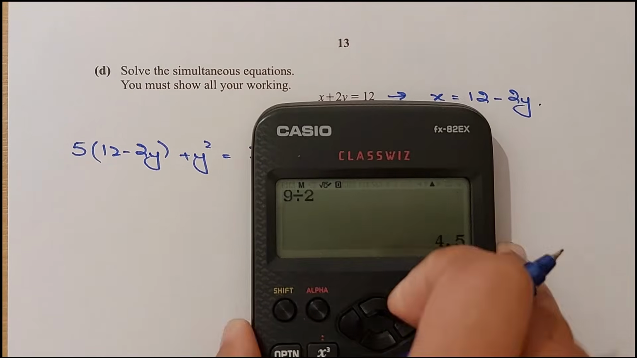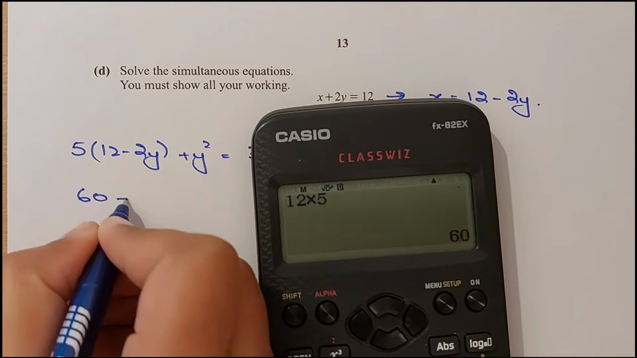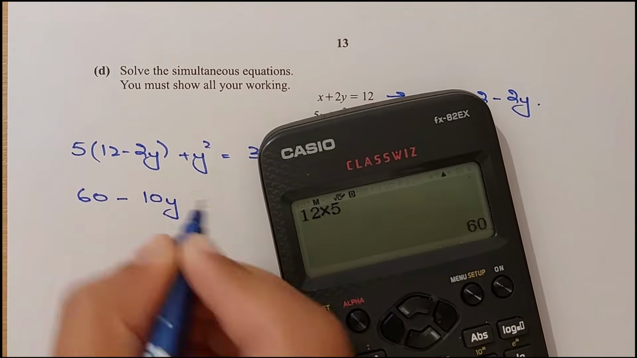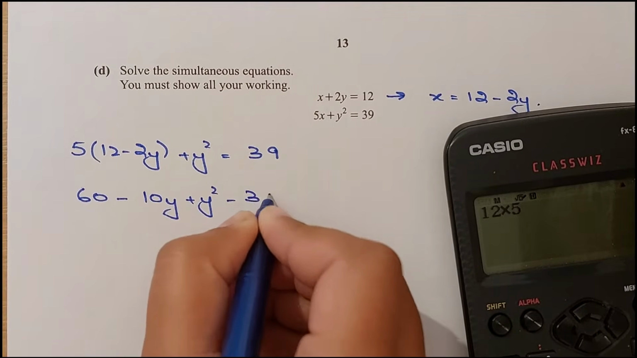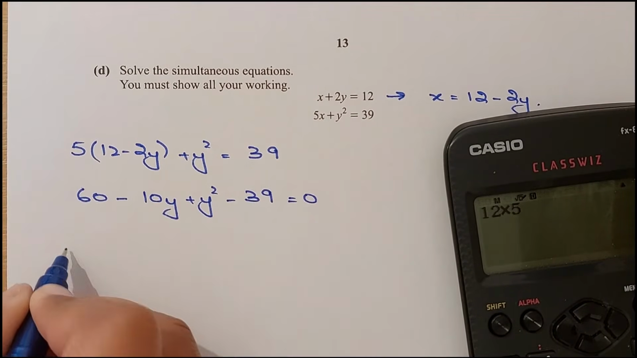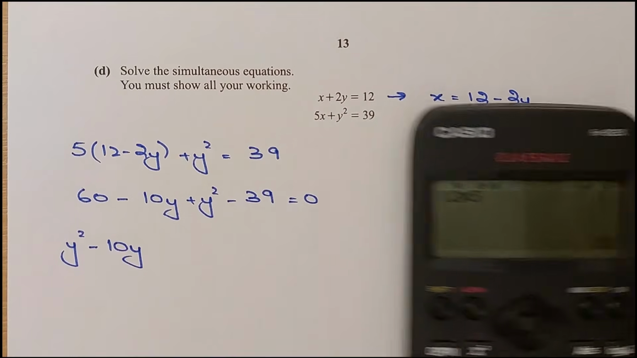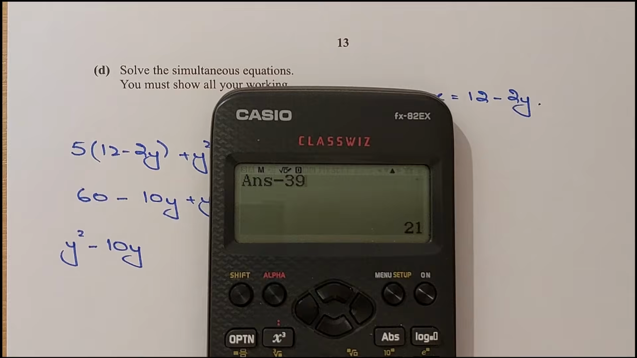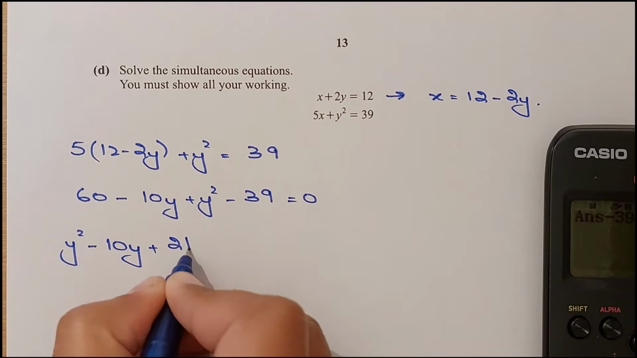Okay, 5 times 12. 12 times 5 is 60. 2 times 5 is 10y. And plus y square minus 39 equals 0. So we have y square minus 10y and 60 minus 39, 21, positive 21 equals 0.